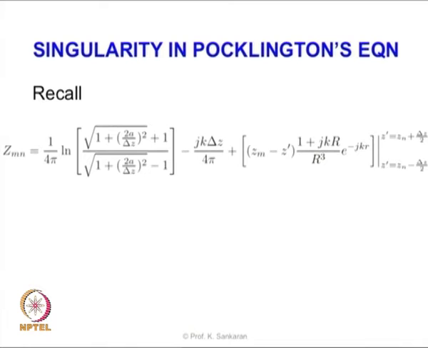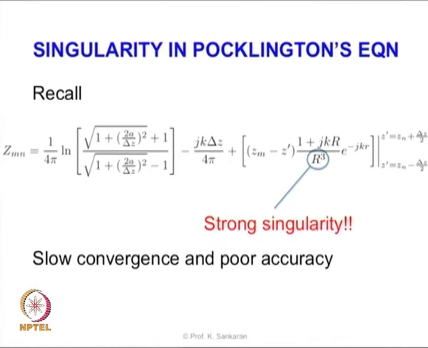And recall that we have got a closed form expression for Zmn using the value we have computed before, and based on that we can compute all the individual elements of Zmn. But there is one problem. The problem is the term here, r cube. When r becomes small, this term becomes very large. It leads to a strong singularity, and this also leads to poor accuracy and slow convergence, which we discussed in the earlier stage.